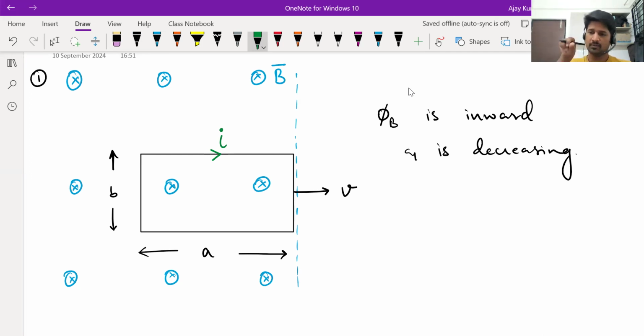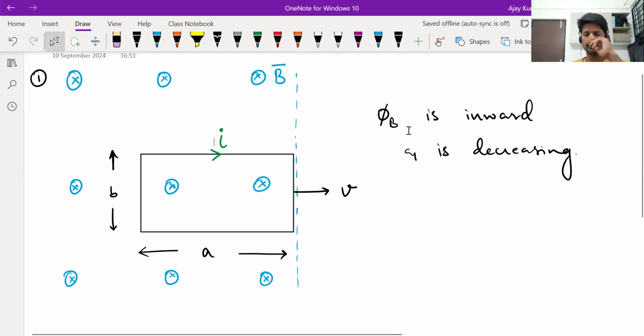This clockwise current produces an inward magnetic field, which will try to keep up the flux, it will try to prevent it from decreasing. That is what induced EMF always tries to do. So there will be a clockwise current flowing. Till when will current flow in this loop?